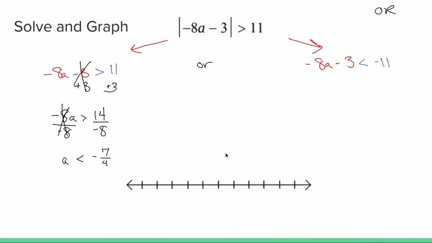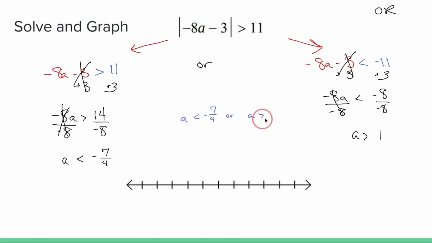And then I have an or statement. Treat this guy the same way. Add 3. Add 3. Fortunately, this one's friendlier. -8a is less than -8. When you divide both sides by a negative, you flip the sign. And what I'll do is I'll rewrite the whole thing in the middle. Once we're done, we can rewrite the fact that a is less than -7/4 or a is greater than 1.